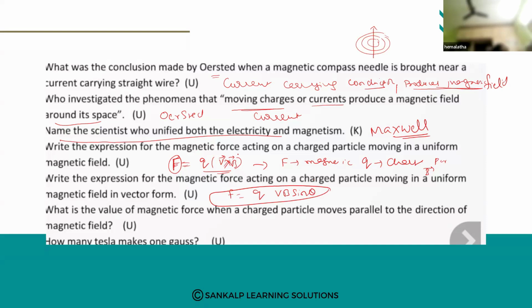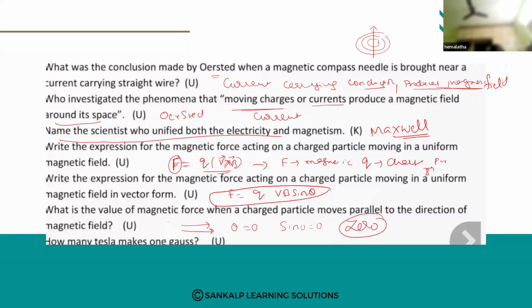What is the value of the force when the velocity is parallel to the direction of the magnetic field? It is 0. Because both are parallel, theta is 0. Theta equal to 0 means sin theta is 0. Sin 0 is 0. That's why for parallel it is 0.